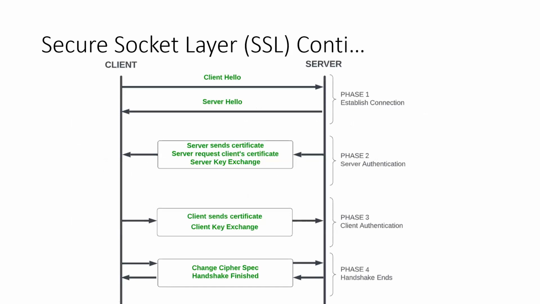Now there are two entities, two stakeholders, client and server. The client says hello, and the server replies with hello. That means it is the initial step of establishing the connection. Then the server sends a certificate for server authentication, the server requests a client certificate, and then server key exchange. This certificate authority is very important. This is kind of a handshake, a three-way handshake. Initially it says hello, and you're shaking your hands.